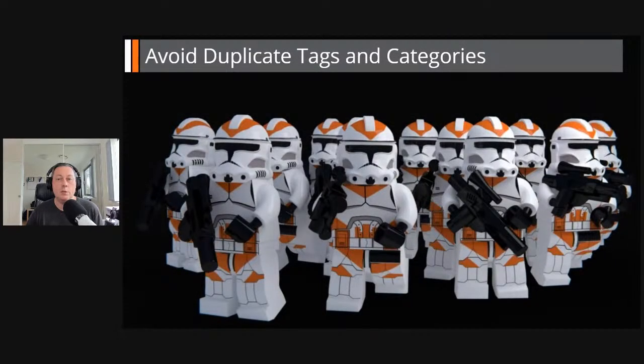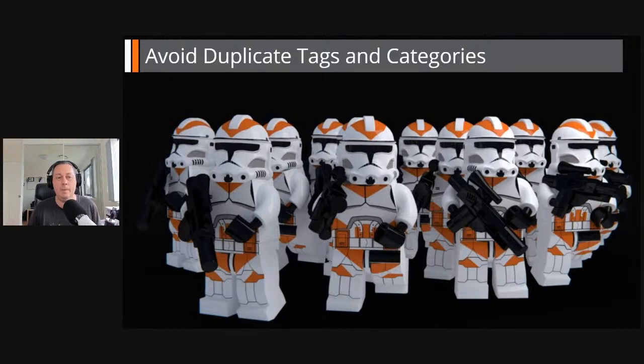Okay, duplicate tags and categories. Try and avoid creating a tag that matches an existing category exactly. So for example, if you have a category called stormtroopers, you shouldn't have a tag called stormtroopers because that's going to create duplicate content from an SEO point of view. And similarly, you should stick with either singular or plurals for categories and tags. So don't have stormtrooper and stormtroopers as two different tags, just stick with one.